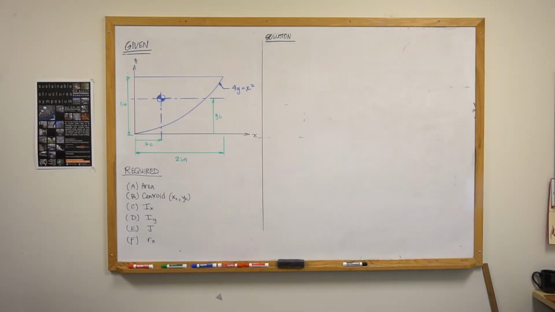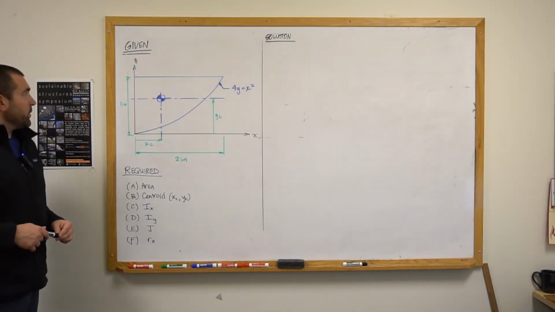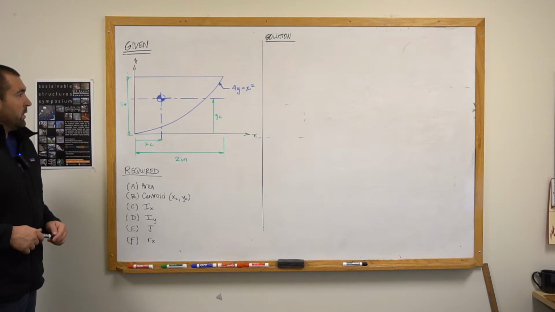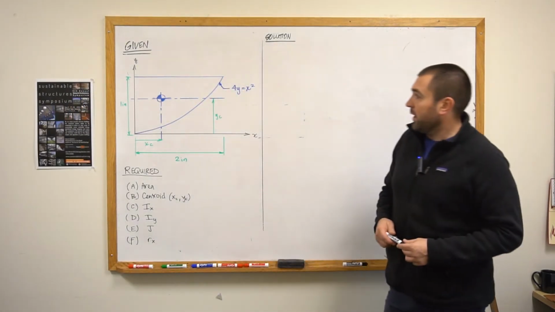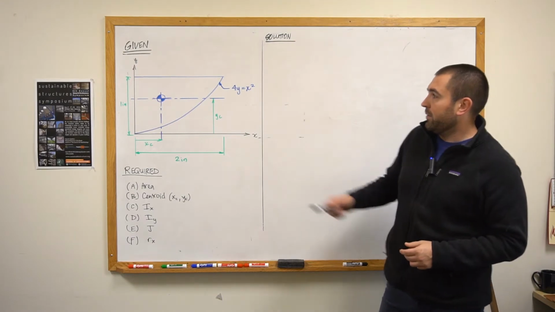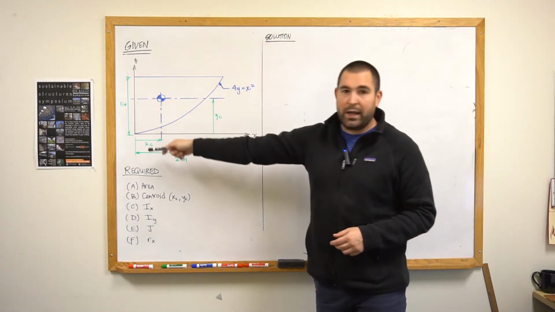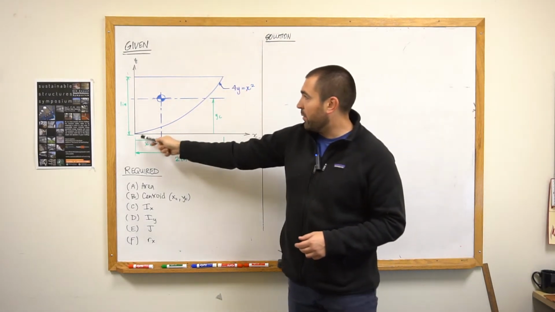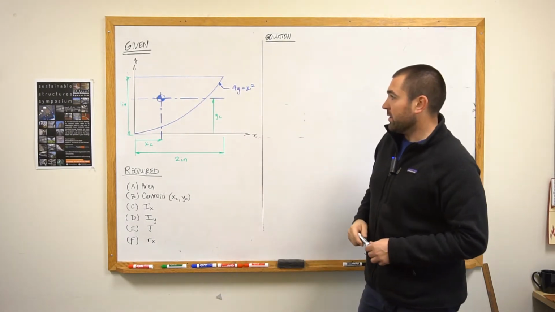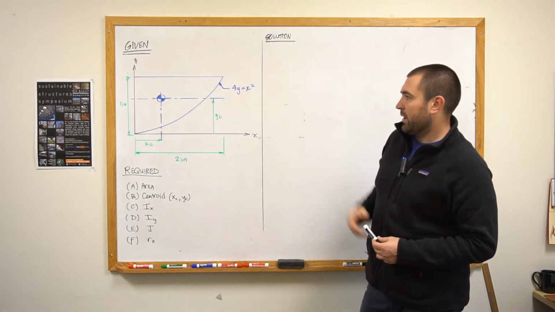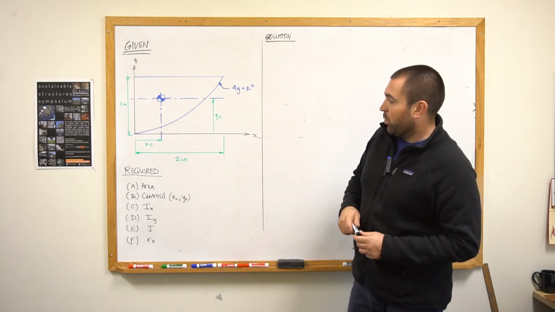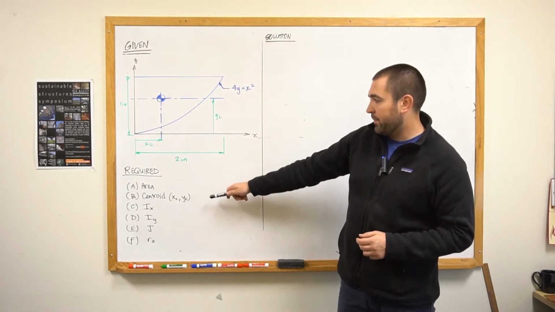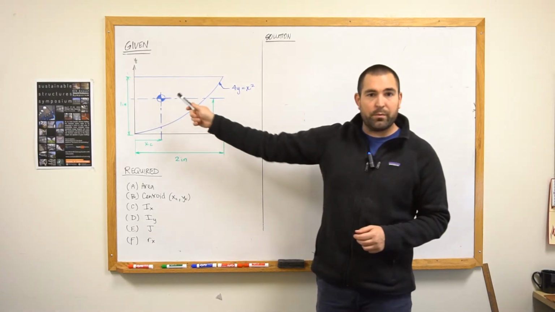So let's take a look at the first example problem for the Centroids and Moments of Inertia lecture. Here, the first problem that we're going to look at is a shape that's defined by boundaries with the y-axis, with this parabola, and then with a horizontal line here at 1 inch above the x-axis.